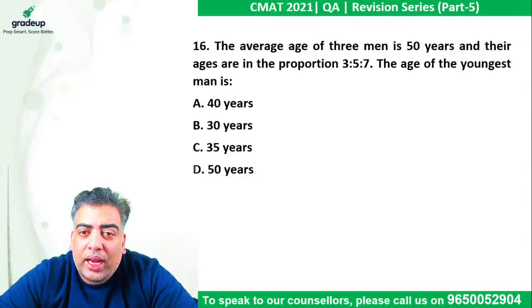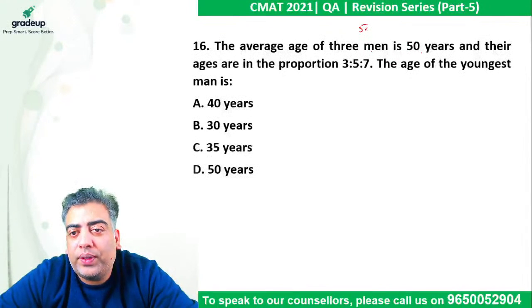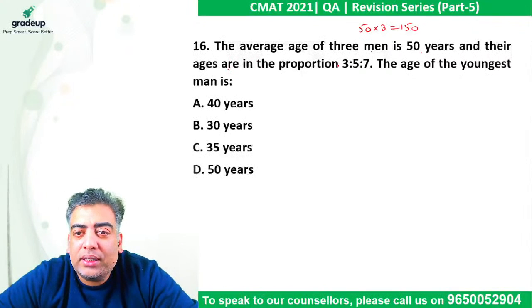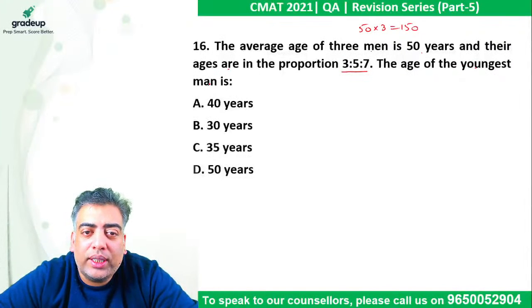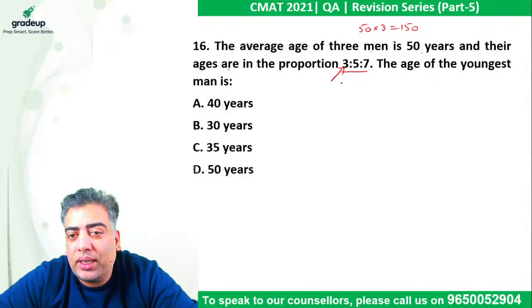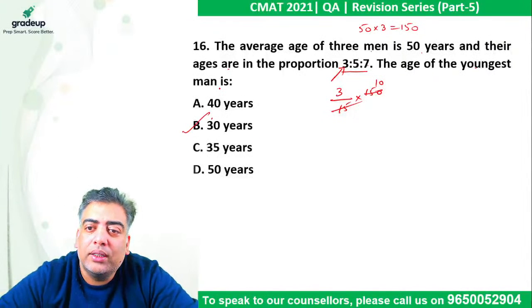So here it says the average age of 3 men is 50, which means total will be 50 into 3, which is 150 years. And their ages are in the proportion 3 is to 5 is to 7. The age of the youngest man is. So that will be 3 divided by sum of these 3, which is 15, times 150. So this gets cancelled out. Answer comes out to be 30 years.